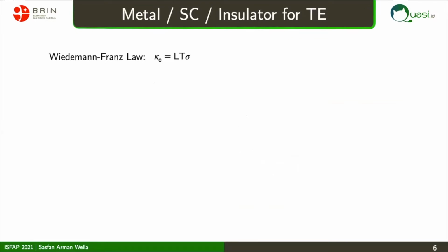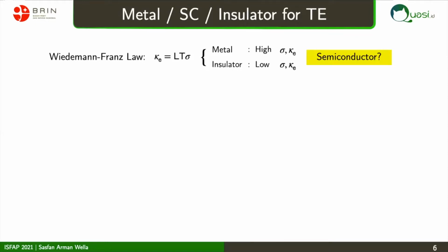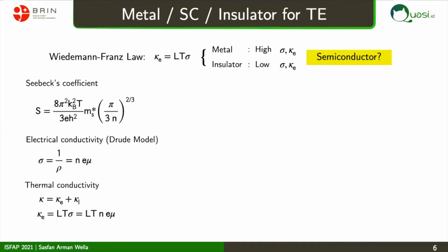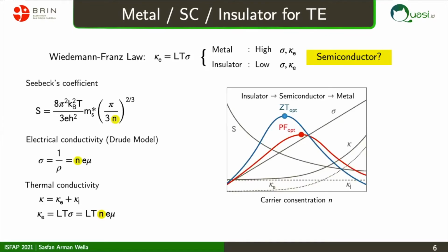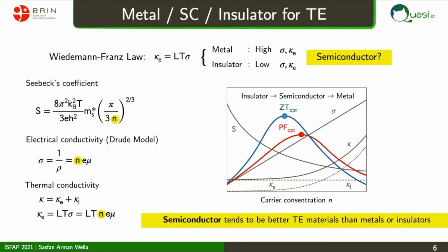To do so, we first have to know which material is better for TE: metal, semiconductor, or insulator. According to the Wiedemann-Franz law, it is difficult to have a good TE from a metal or insulator. Why? Because the thermal conductivity is proportional to the electrical conductivity. It seems that semiconductor is a better TE material. And if we see this figure as a function of carrier concentration, it is true that semiconductors tend to be better TE materials than metals or insulators.